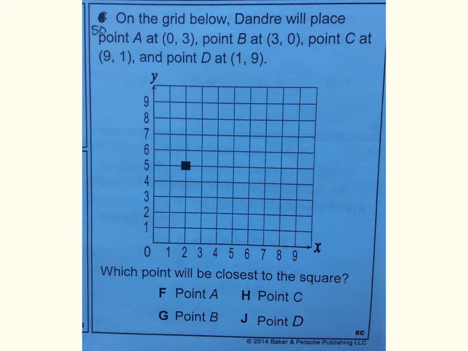Number 50. On the grid below, Dondre will place point A at 0,3, point B at 3,0, point C at 9,1, and point D at 1,9. I would say plot each of those points out. Which point will be closest to the square here?